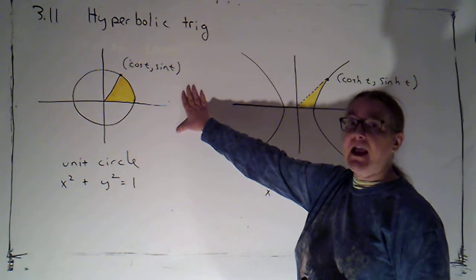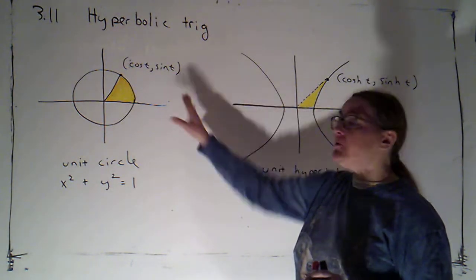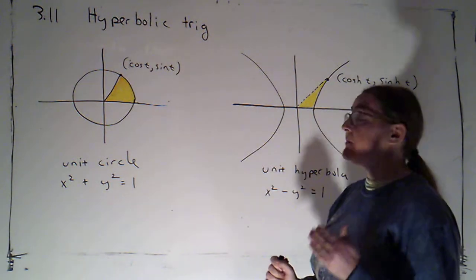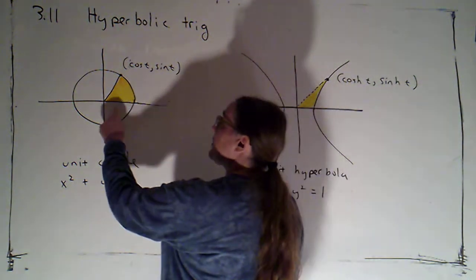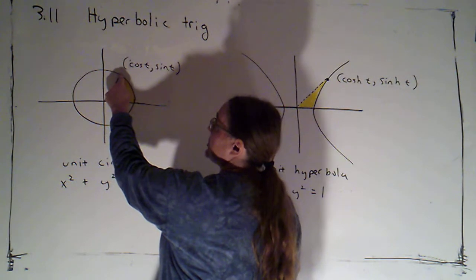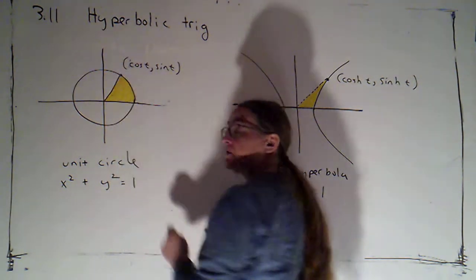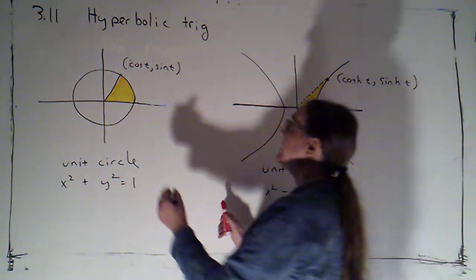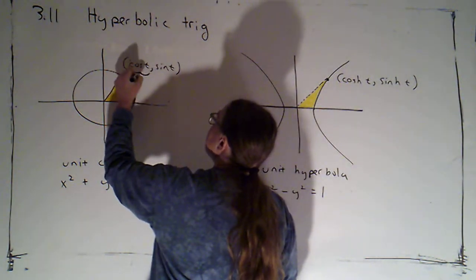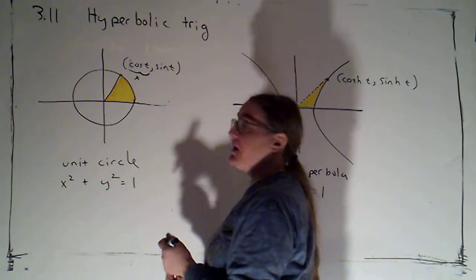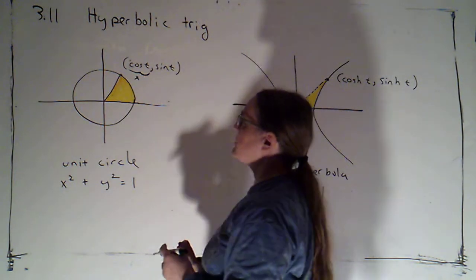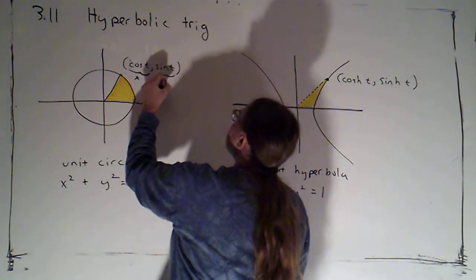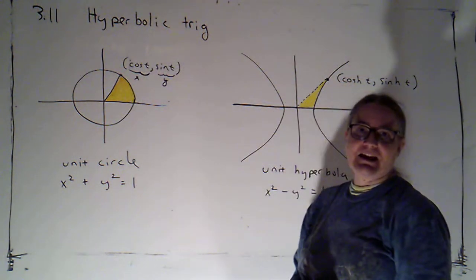If we look at regular trig, I know that the unit circle definitions of my sine and my cosine are that if I draw an angle in standard position, the point where it intersects the unit circle has an x and a y value. And that x value is going to be cosine of the angle. Here I've just chosen to call the angle t. And the y value is sine of that angle.